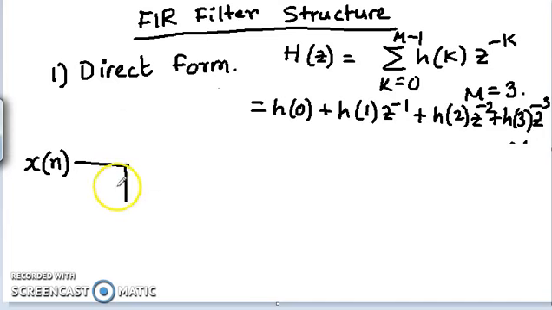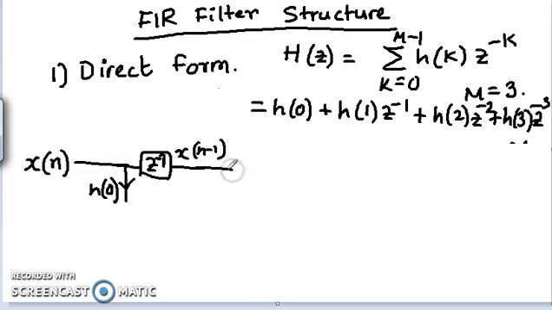This xn is coming and it is multiplied with h0 here. Now this value is actually the input in a delayed form, and it is then multiplied with h1. So if this is my xn, I need a delay block over here, so I can get the value x of n minus 1. And this value will be multiplied with h of 1.